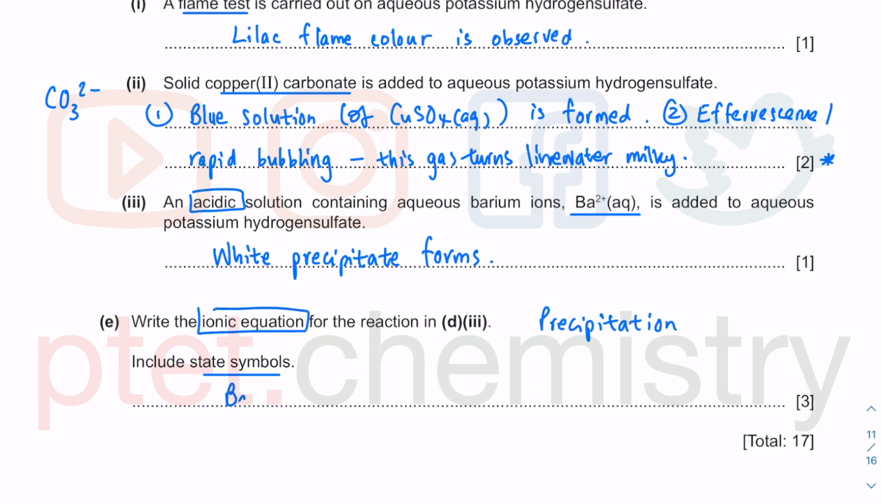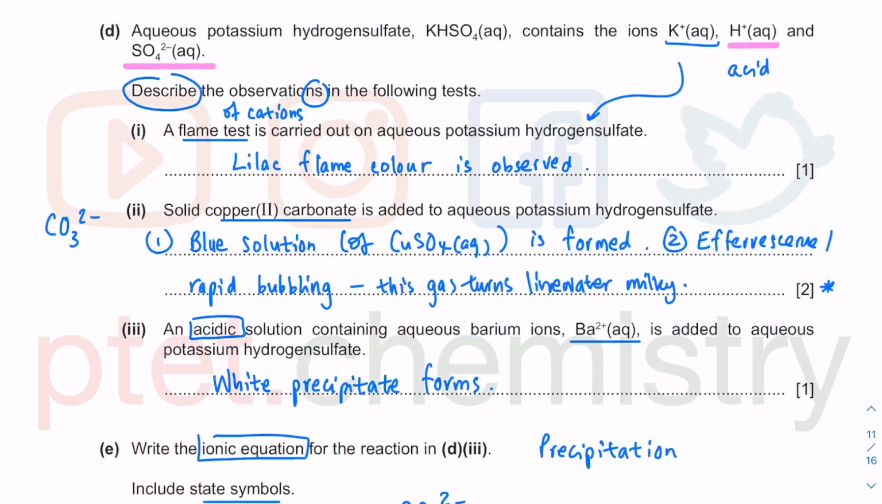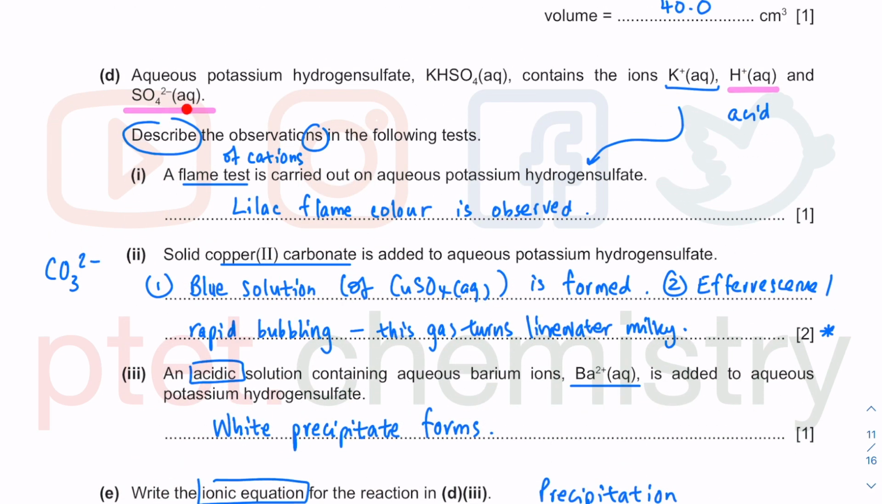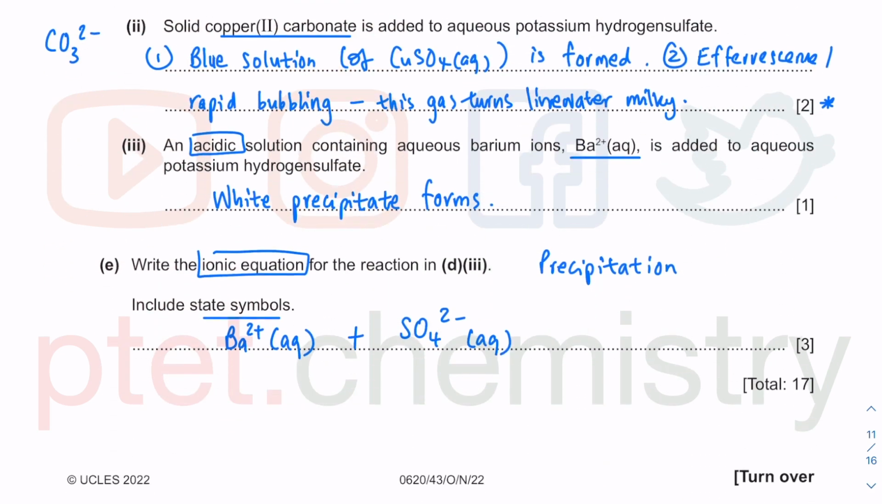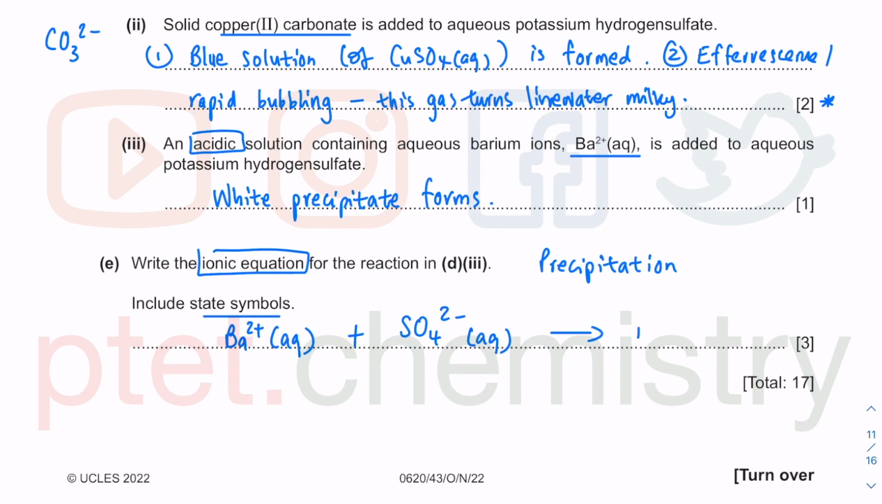So you have Ba2+ from the group 2 metal ions. You have sulfate, SO4 2-. The sulfate came from the hydrogen sulfate dissociating in water. And it precipitates out this insoluble precipitate where the formula is 1 barium and 1 sulfate, because the 2+ and 2- cancel out the charge exactly. You just need 1 of each in order to give you this insoluble white precipitate.